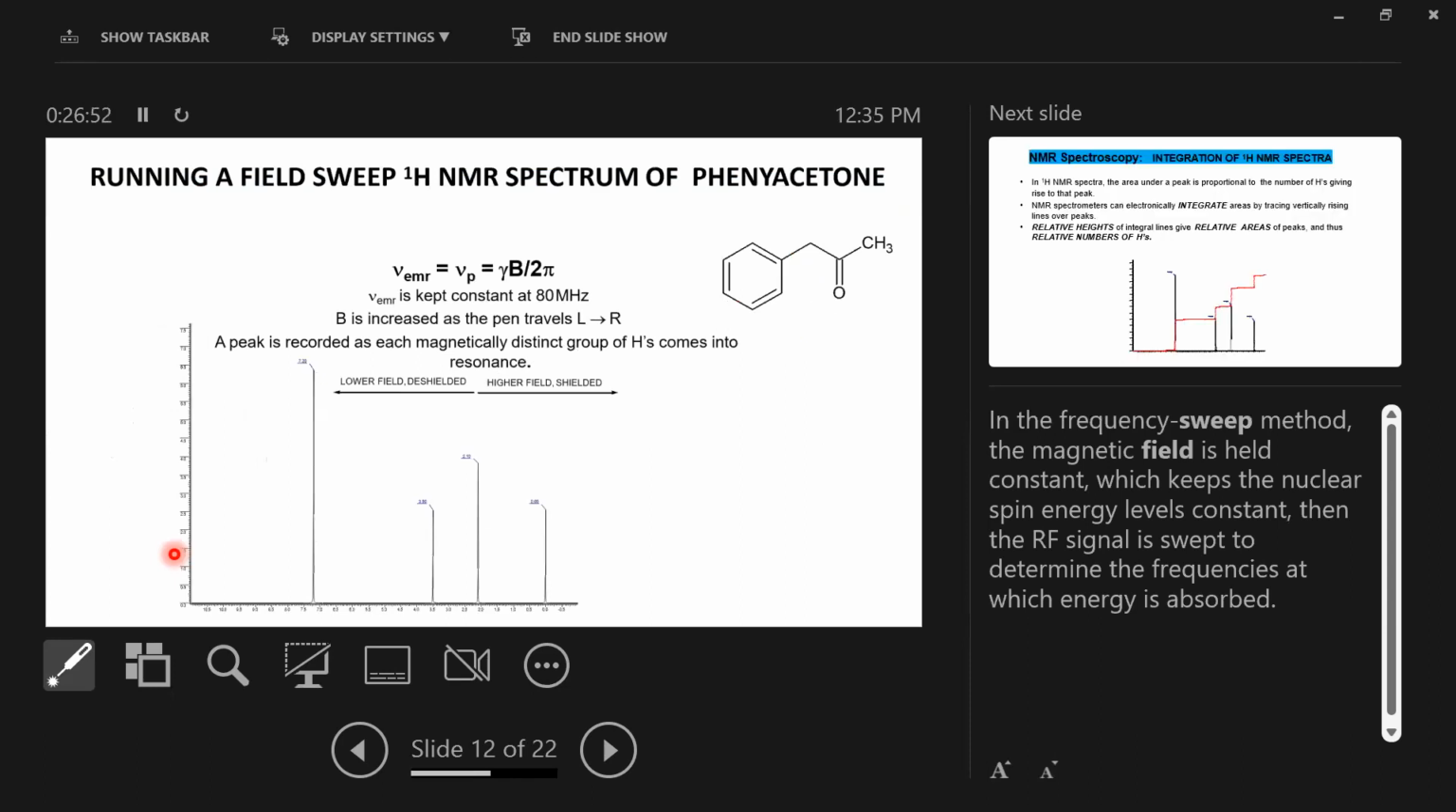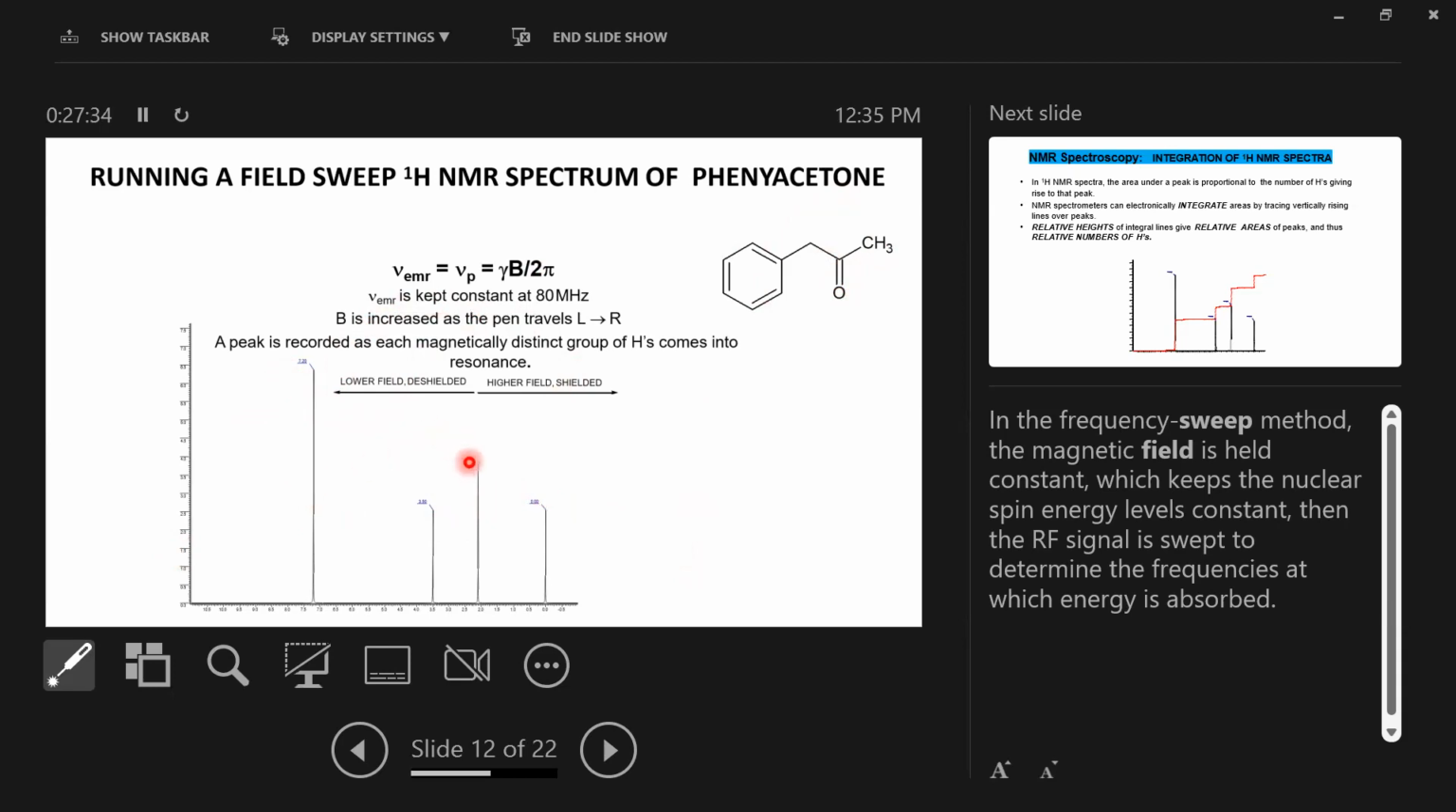All right, so running a field sweep of the proton NMR spectrum of phenylacetone. In a frequency sweep method, the magnetic field is held constant, which keeps the nuclear spin energy level constant, while the reference signal is swept to determine the frequency of the energy absorbed. So when we do a sweep of this entire molecule, we get 3 signals.